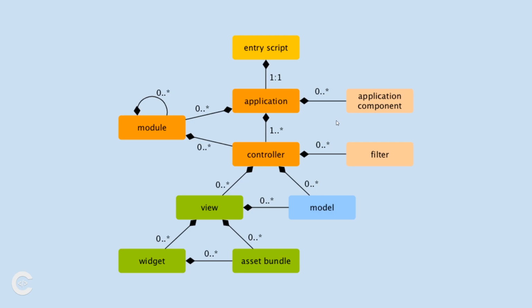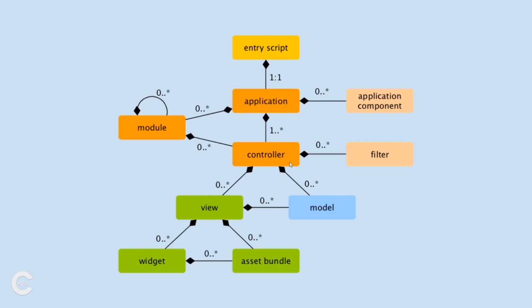And the components, as I said, are singletons. There exists just one instance of the application. The application has modules. You can think of a module as a mini application, so the module itself can also have controllers. It can also have sub-modules. And the application can have zero or more modules.